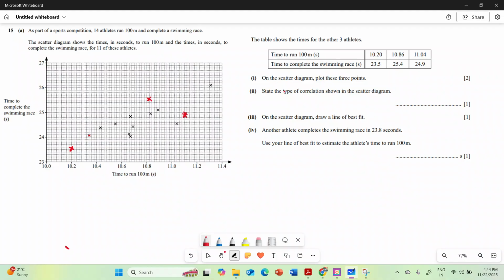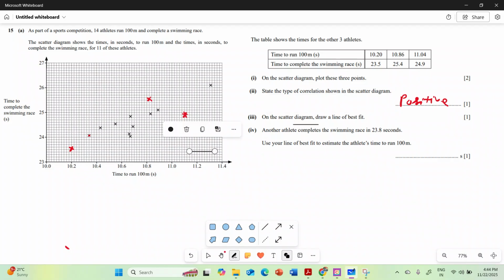Now state the type of relation. Here we have to state the type of relation, and here you can see the graph is moving up, so this is a positive correlation. And the next point is on the scatter diagram, draw a best fit line. So from here I will take a line. So this is the line, this is the best fit line.